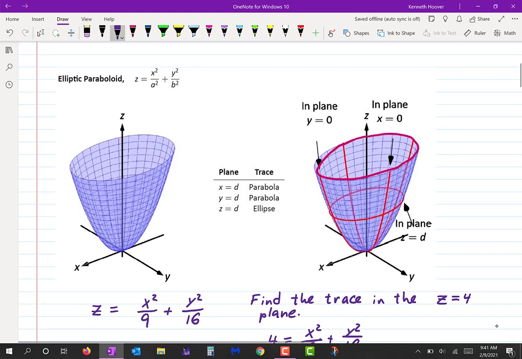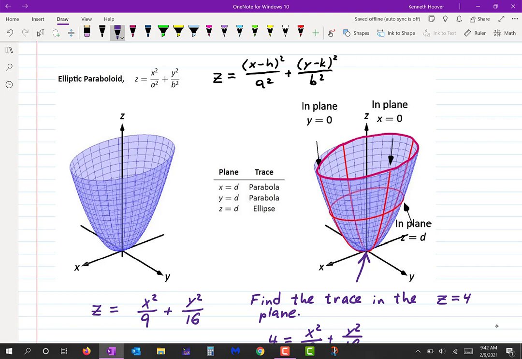Now, you can have something like this. Let's go back up here. You can have z equals not just x squared over a number, but something like x minus, let's say, h squared over a number plus y minus k squared over a number. And in that case, the vertex right here would not be at the origin. It would be at hk on the xy plane, so that would be the point (h, k, 0).